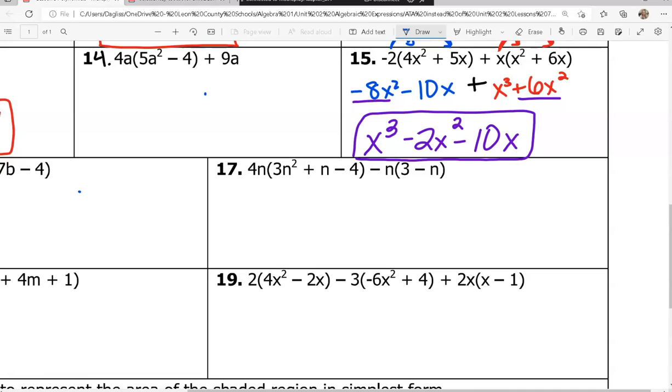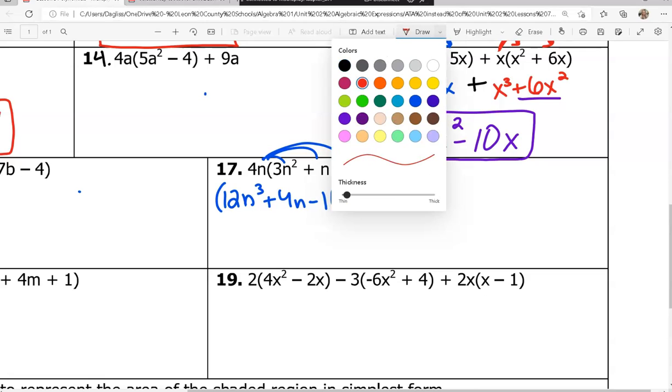So what's 4n times 3n squared? There you go. And then 4n times n. Yep. And then 4n times -4. Almost. 4 times 4. Silly mistake. Yep, there you go. 16n. Good. All right. I'm going to pop over to someone else.